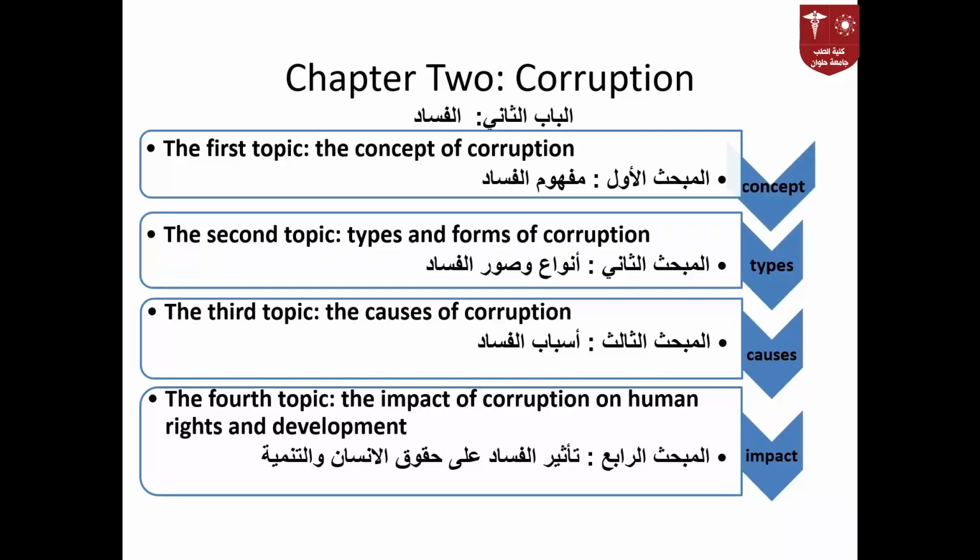Now I will talk about the second chapter in the subject of human rights and anti-corruption, entitled Corruption. Chapter 2 consists of four topics. The first topic, the concept of corruption. The second topic, types and forms of corruption. The third topic, the causes of corruption. The fourth topic, the impact of corruption on human rights and development.